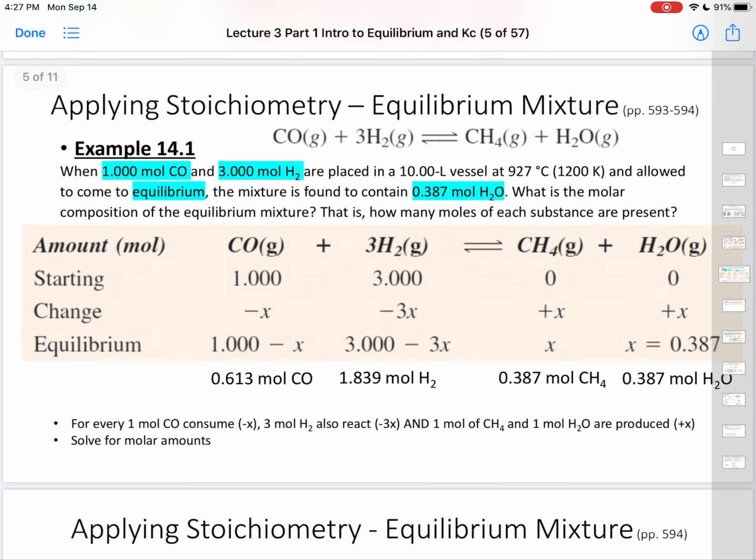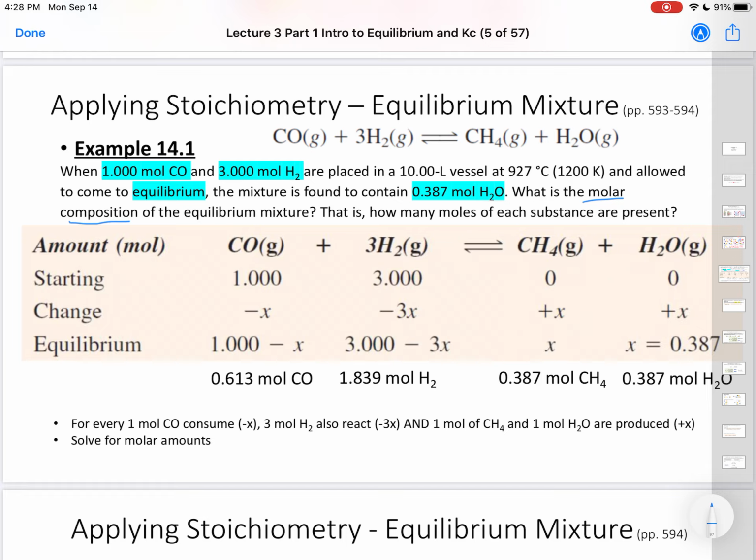So, oftentimes we would like to do a little bit of calculation to see how many moles of each of the reactants and products are at equilibrium. So we have example 14.1, where when you have 1 mole of CO and 3 moles of H2, it's placed in a 10-liter flask and allowed to come to equilibrium. The mixture is found to contain 0.387 moles of water. Okay, so you're putting the CO and the H2 in a container. It comes to equilibrium. At equilibrium, you have 0.387 moles of water. And they would like to know what is the molar composition of the equilibrium mixture.